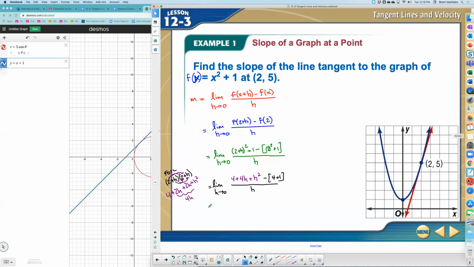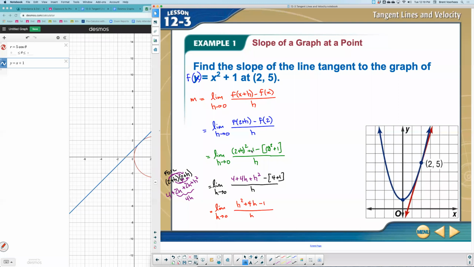So now if I want to simplify, you might be thinking, is there a shortcut for this? Yes, we will learn there is a shortcut. This will end up, when I combine my like terms, with an h squared plus 4h, and then I have a 4 minus 5, which is basically -1, all over h.